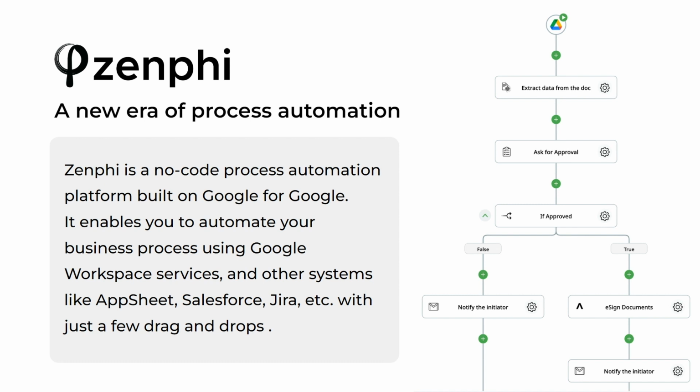Together, AppSheet and Zenphi can offer a complete solution for businesses looking to streamline their workflows and automate their processes. By leveraging the strengths of both platforms, users can create powerful custom applications that are tailored to their specific needs. Whether you need a simple data-driven app or a more complex customized solution, AppSheet and Zenphi have you covered. And now I'll pass the floor to Donnie, who will explain the use case and demonstrate how all of this works.